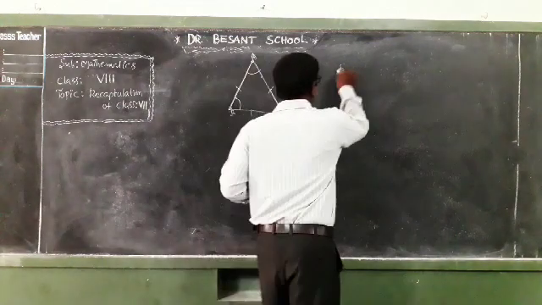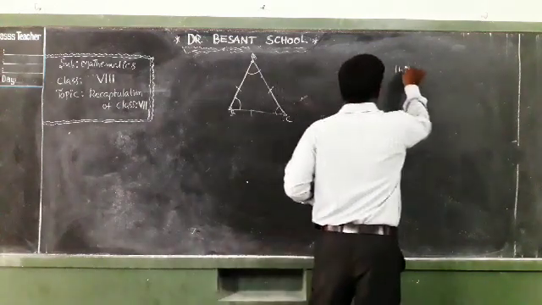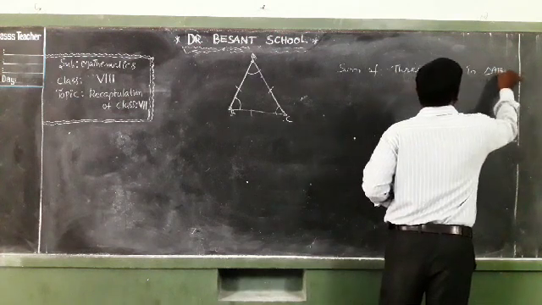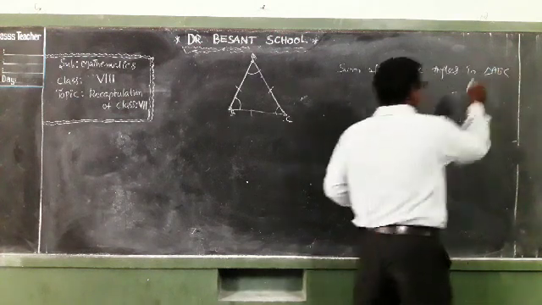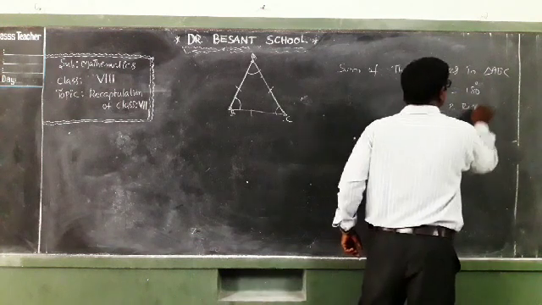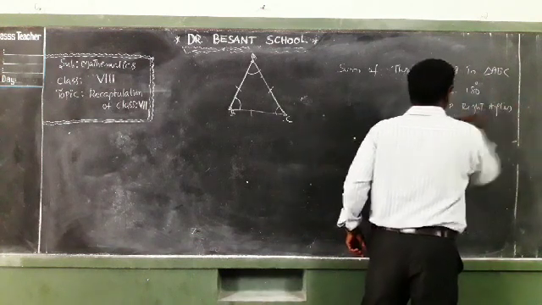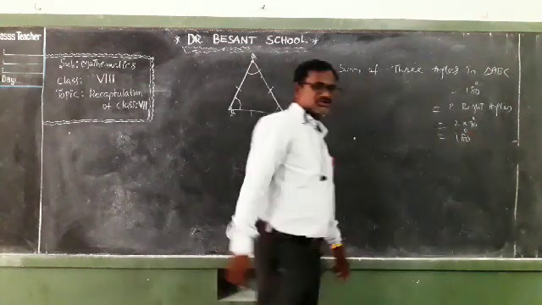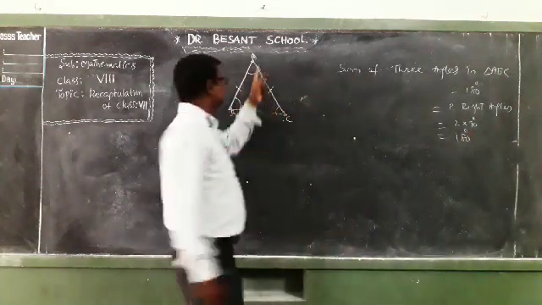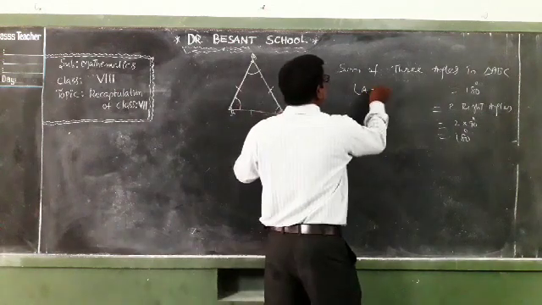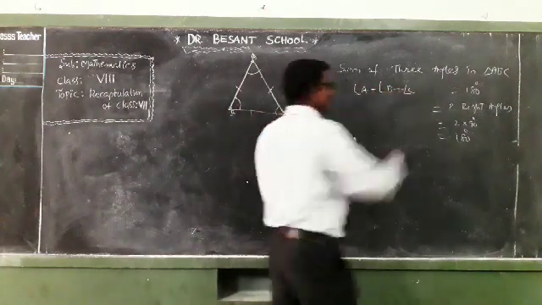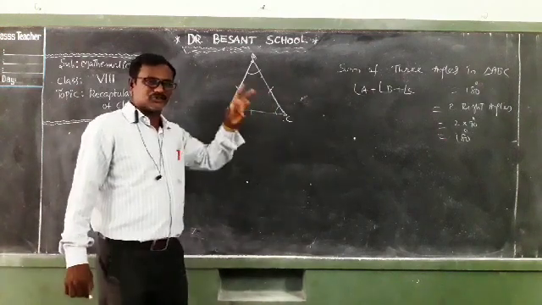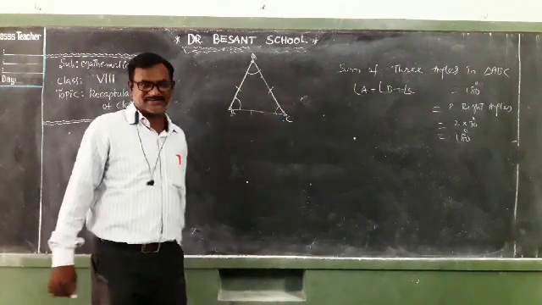What is the sum of the 3 angles in a triangle? The sum of the 3 angles in triangle ABC is equal to how many degrees? 180 degrees, or 2 right angles. Why? Because 2 into 90 degrees is equal to 180 degrees. So angle A plus angle B plus angle C is equal to 180 degrees.